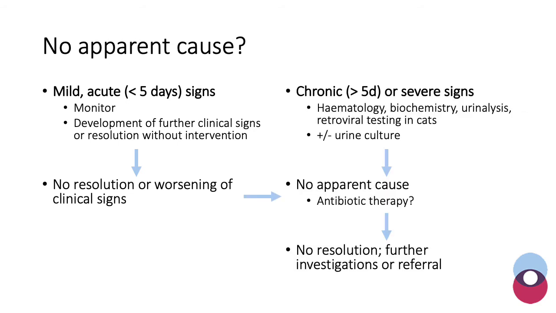However, if it's chronic or if the animal has quite severe signs, then I would recommend a more aggressive approach, where you start with hematology and biochemistry, preferably sent to an external lab, urinalysis, and retroviral testing in cats, again, really easy to forget. Consider urine culture, especially if they have urinary tract signs. If there's no apparent cause, some authors would suggest a 5 to 7 day course of an appropriate empirical antibiotic such as amoxicillin or amoxiclav. Again, if there's no apparent reason, I would recommend referral before antibiotic treatment, because we know that it can potentially affect the ability to find a diagnosis.